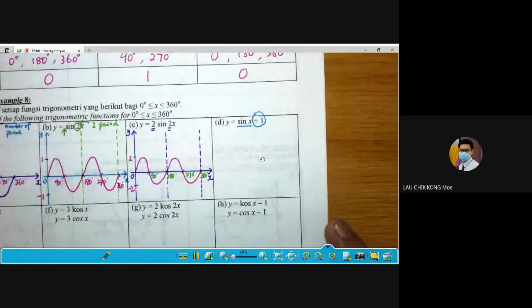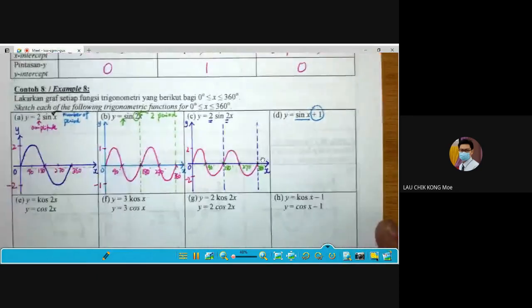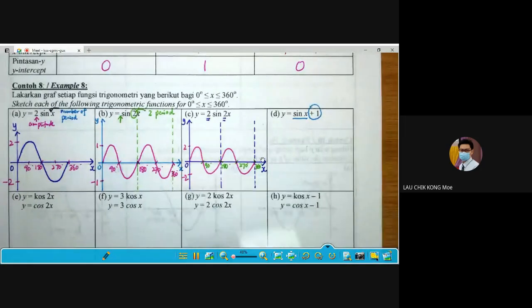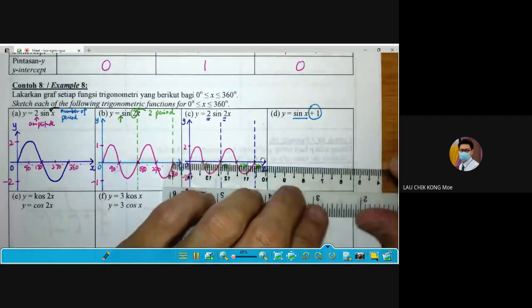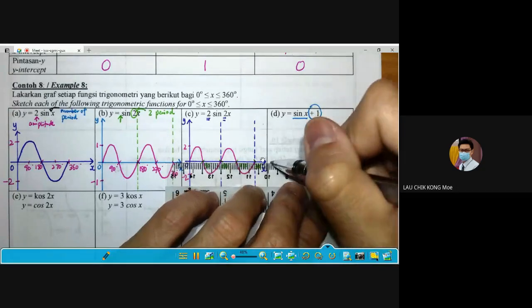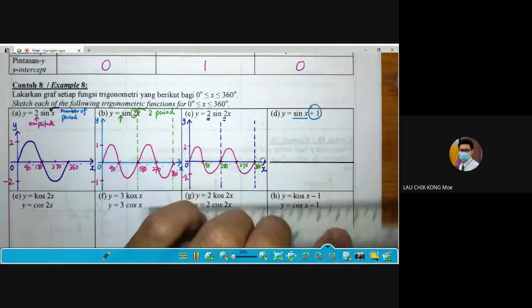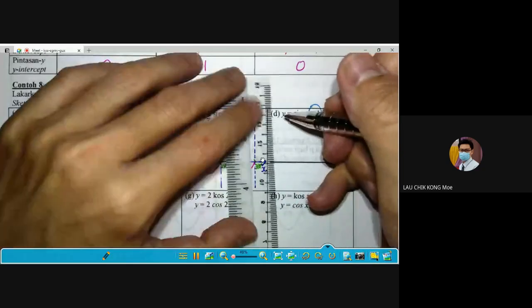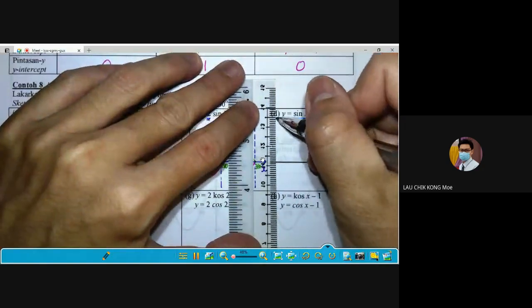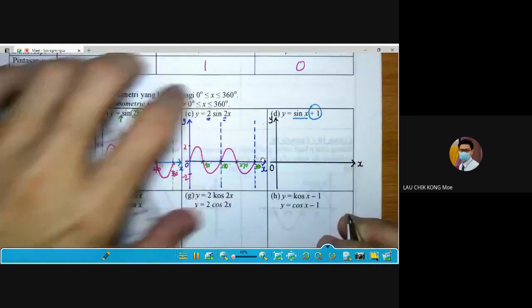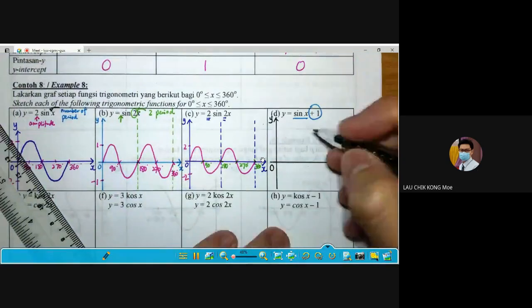Okay, so I try to draw like this for you. Maybe you are not sure what our graph is. So I try to draw y equals sine x first. I try to draw it first. Okay, y equals sine x.